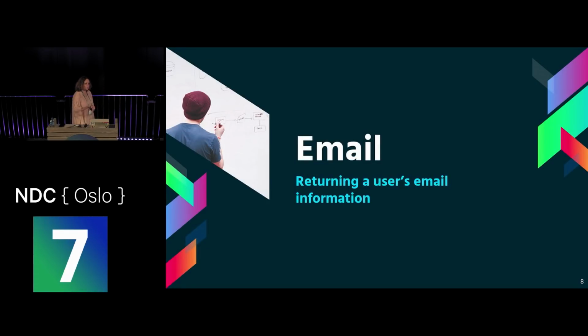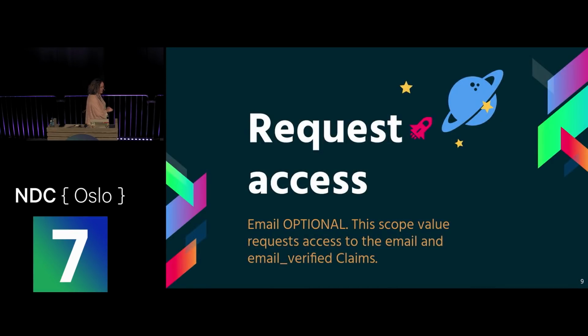But now here's what we're going to do. We are going to start picking apart that token. I've got 5 points for you, and we're going to go through each one of them. Some of them are good, some of them are bad, some of them are interesting. Let's see how it goes. The first one is email. Returning a user's email information.